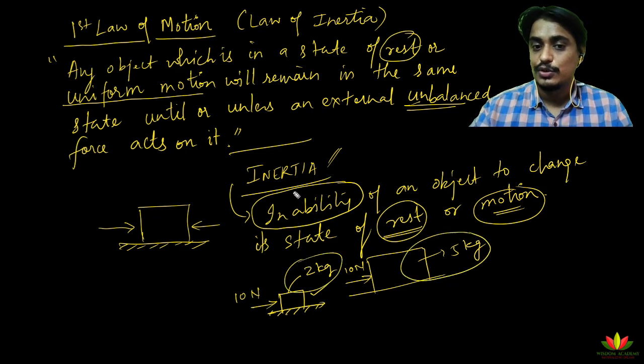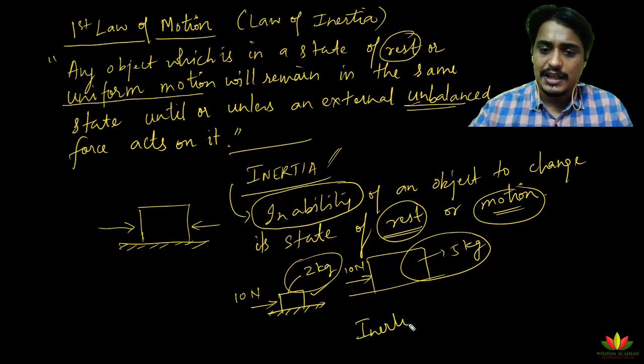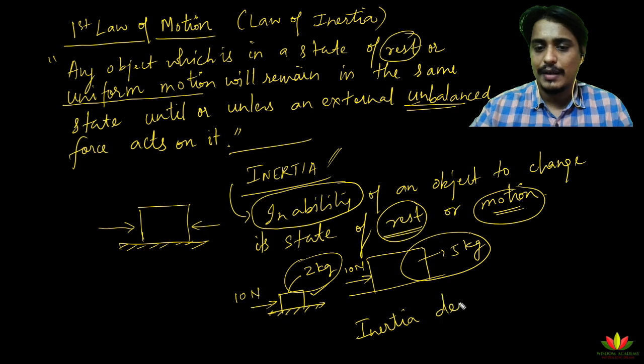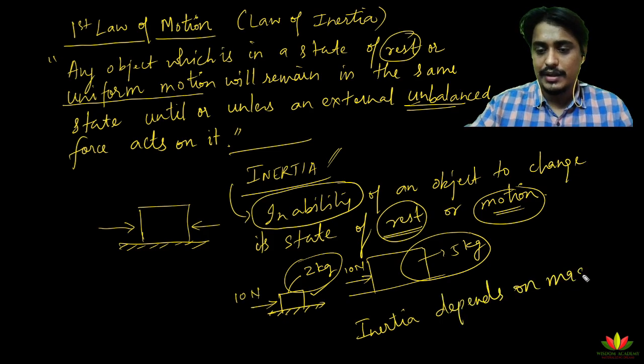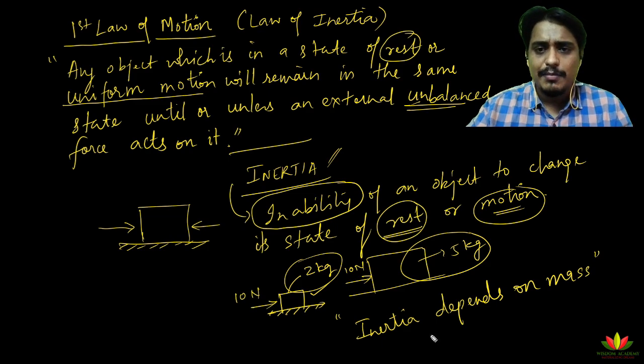So what I am coming to say by this statement is that inertia is a factor of mass, or inertia depends on mass. So you can make a note of this. It's a very important thing that inertia depends on mass. So a body with higher mass will have higher inertia compared to a body with lower mass.